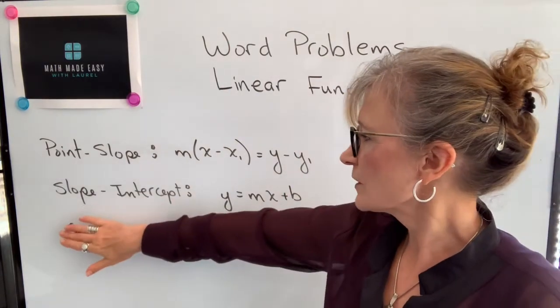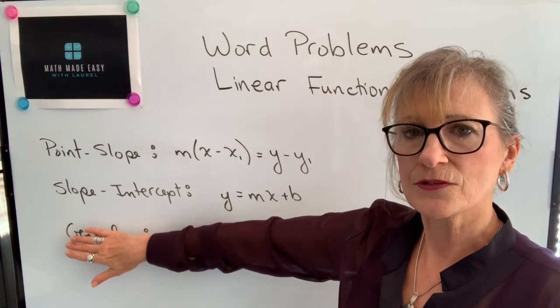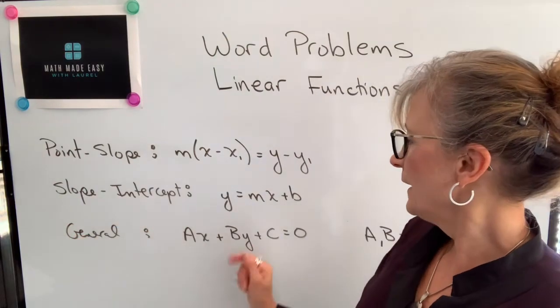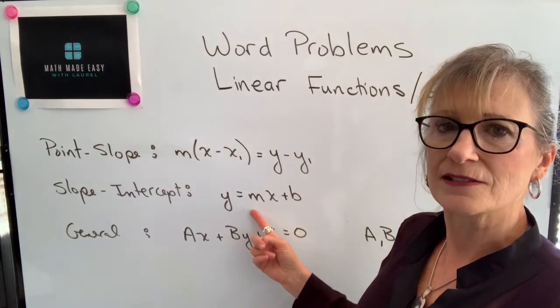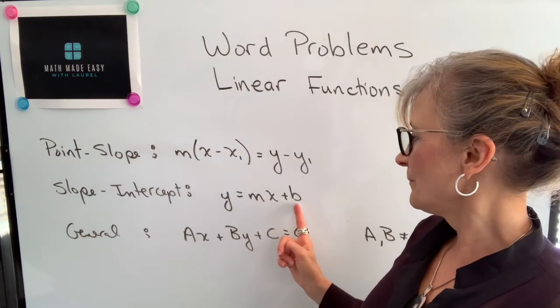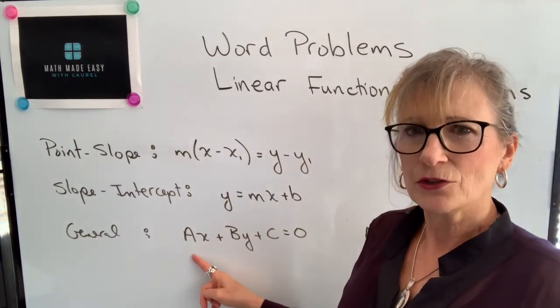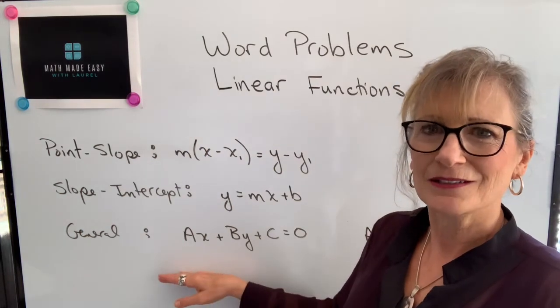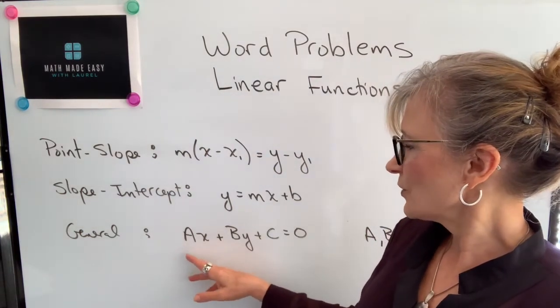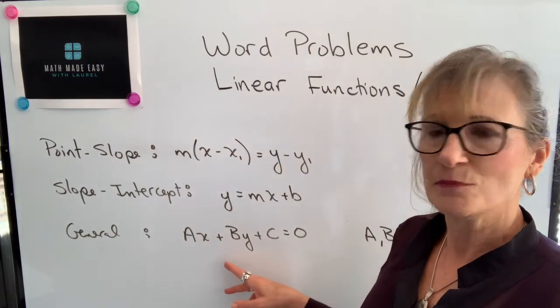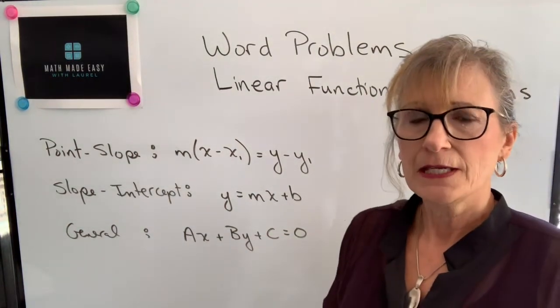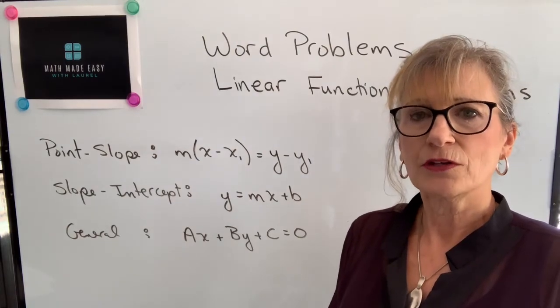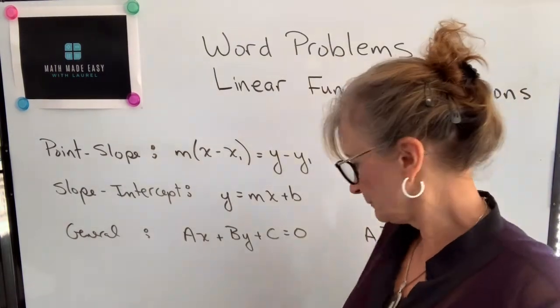We then also talked about the slope-intercept form, which we can also use to find the equation of our line. And when our equation is in this form, it tells us the slope and the y-intercept. Another form that your teacher or textbook might prefer is what's called the general form, ax plus by plus c equals 0, where a and b can't equal 0. So I just want to talk briefly about how you change from one form to another.